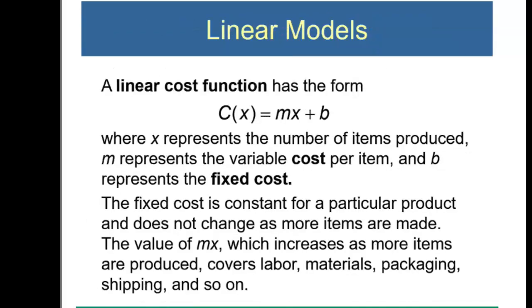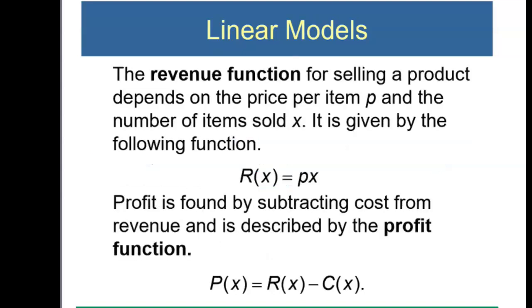Okay, and then finally we're going to talk about the linear cost model. So if you want to model cost, you would use this equation. Instead of y equals mx plus b, we have C of x equals mx plus b. Okay, m is our variable cost, and b represents our fixed cost. And we also have the concept of revenue associated with linear models. So our revenue is just the price per item times the number of items we sell. The profit is simply the difference in what we bring in and the amount that goes out, the amount that it costs.